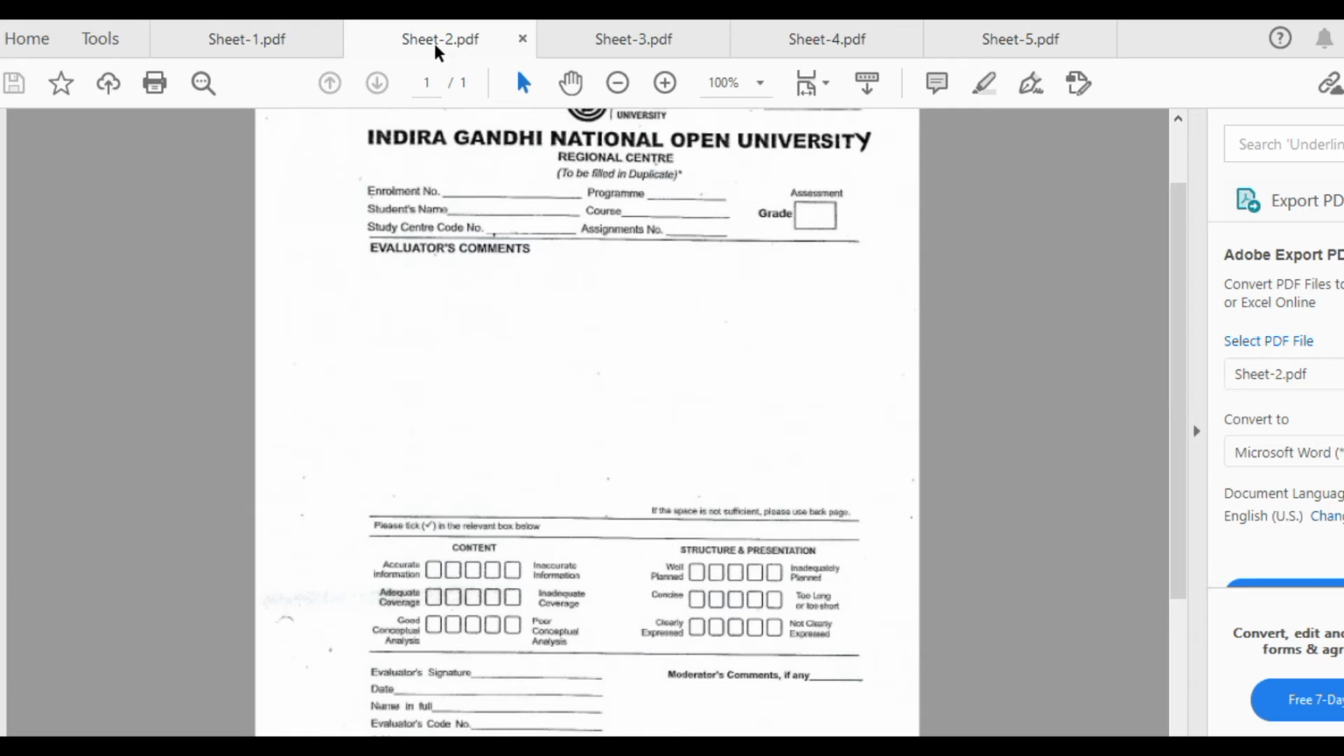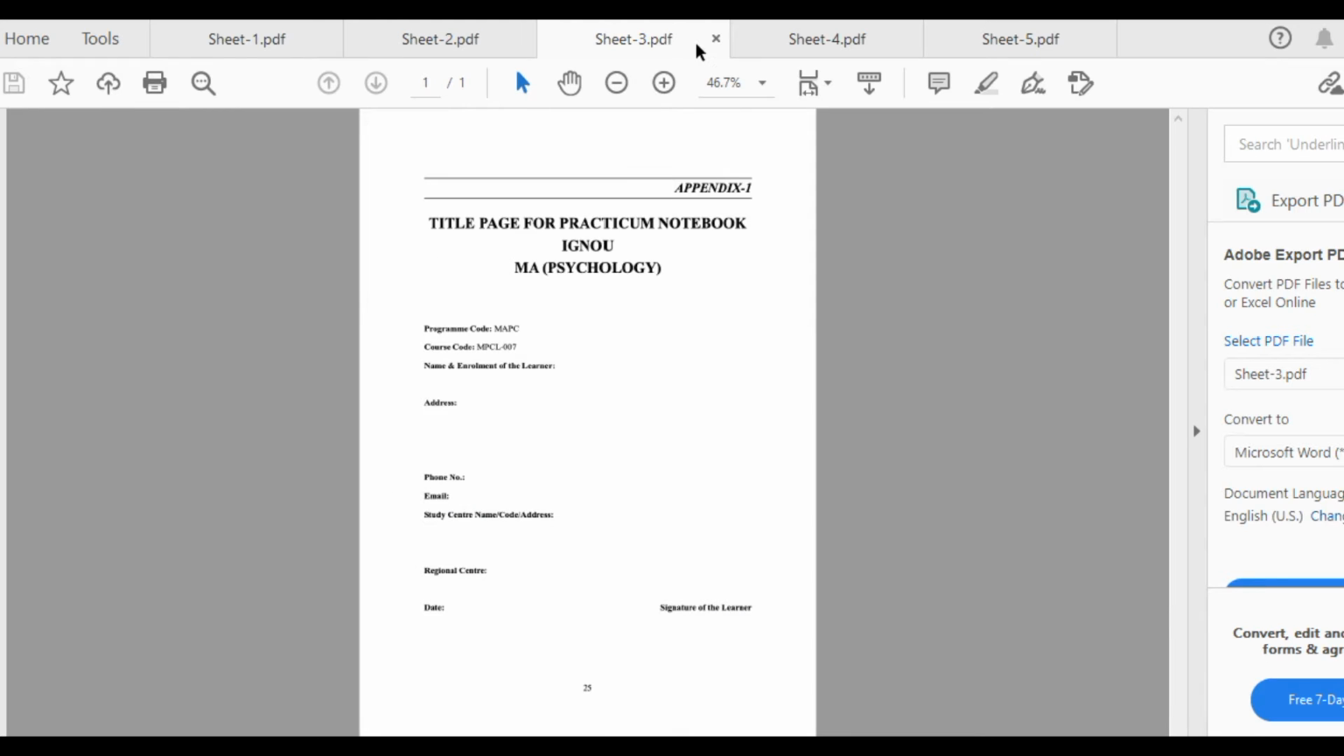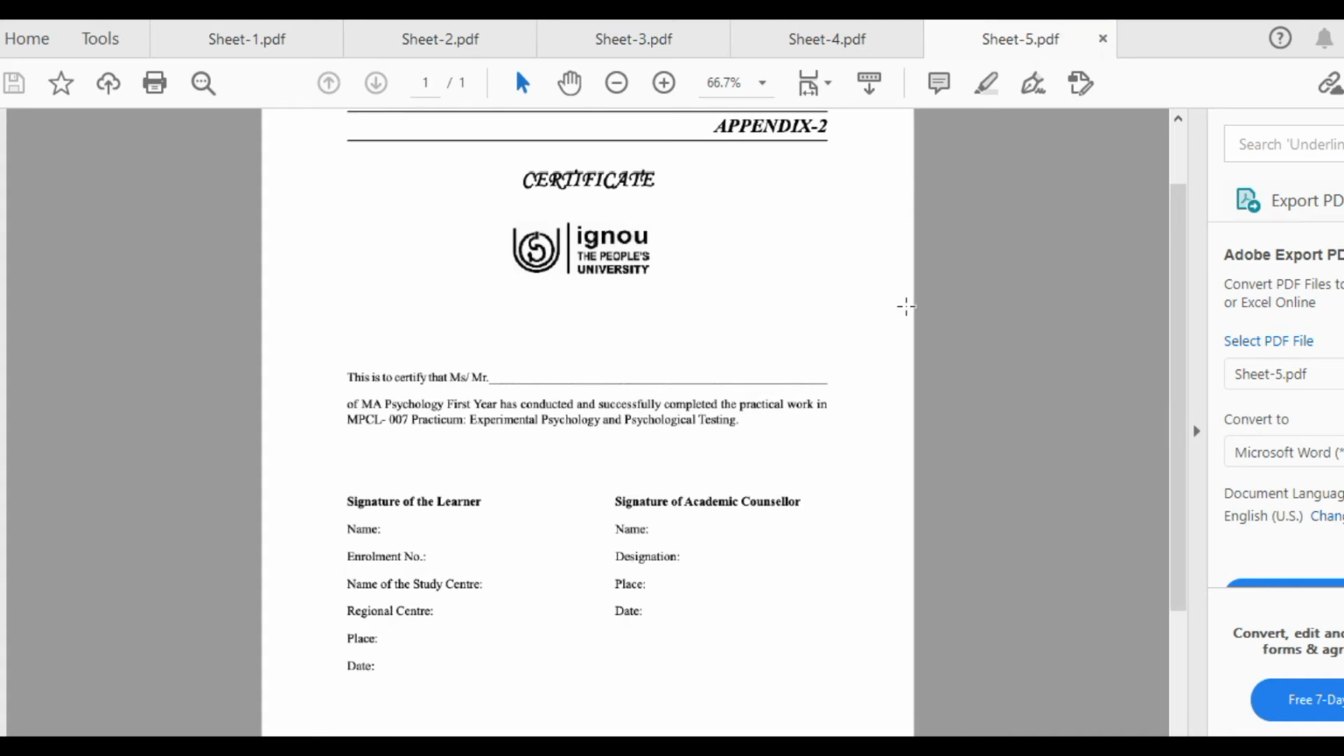And wherever there is an index page, just skip that page and on the next page, paste the second sheet. This is your moderator sheet to be provided by your study center. Sheets 3, 4 and 5 are already present in the handbook, that is the practicum handbook. You will find these 3 sheets on the last pages. This is the title page, the certificate and the acknowledgement.